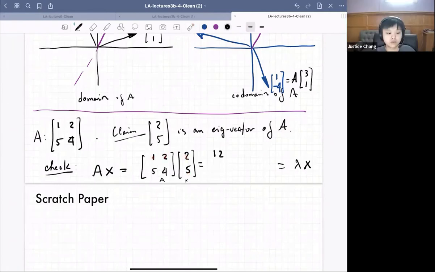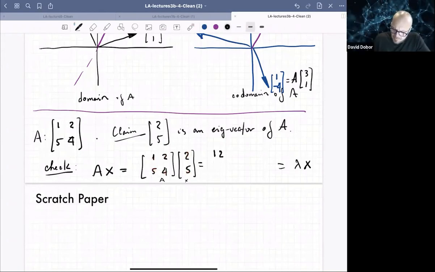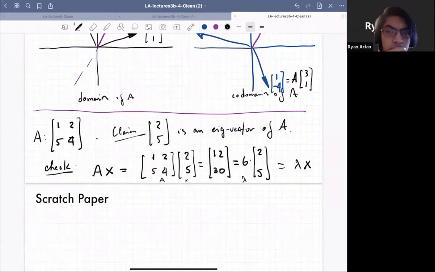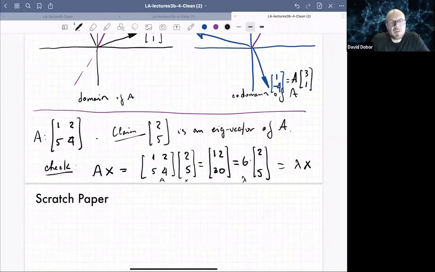It's 12. And here's 5 times 2 plus 4 times 5. It's 30. Is it the same as 6 times 2, 5? 6 is just a number, lambda is just a number. This is indeed lambda times the original vector. So yes, the check works out perfectly fine. 2, 5 happens to be an eigenvector.